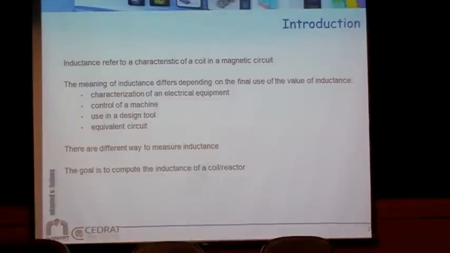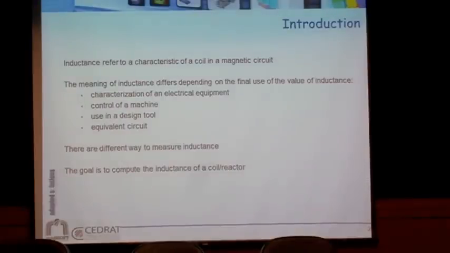Some people use it to just characterize elements, any type of equipment: I have a machine and I have this type of inductance. Some people use it to control a machine, so they measure the inductance, or the rate of change of flux, and we'll see that it's directly related to the inductance. Some use it in a design tool. They know that they want to have this inductance for a certain coil. Or sometimes you use this also in an equivalent circuit. So all of those are pretty much the same, but we'll see that sometimes the information is a little different.